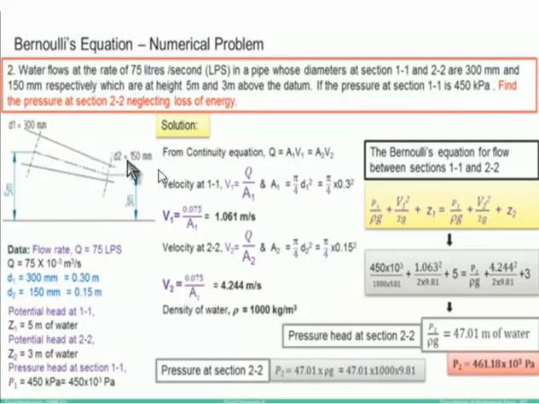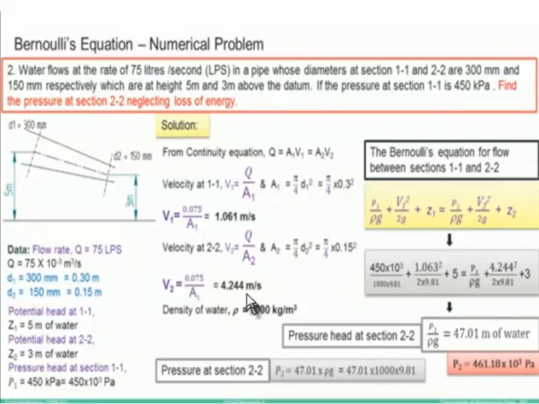So the diameter is given, and from this we will get the A1 value. Substitute Q and A1, and we will get V1. Okay, similarly velocity at section 2, V2 is equal to Q by A2, and again A2 is equal to pi by 4 D2 square. So from this we will get the values, and substituting here in this equation, we will get V2.